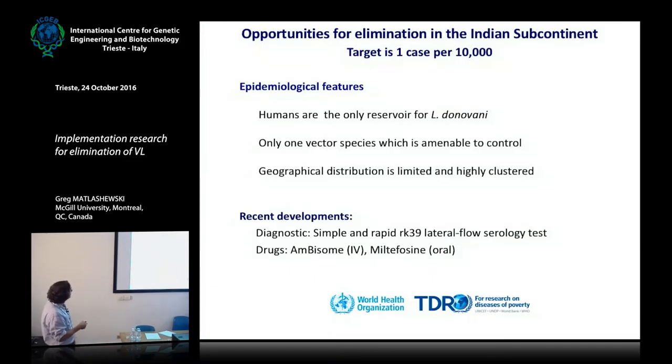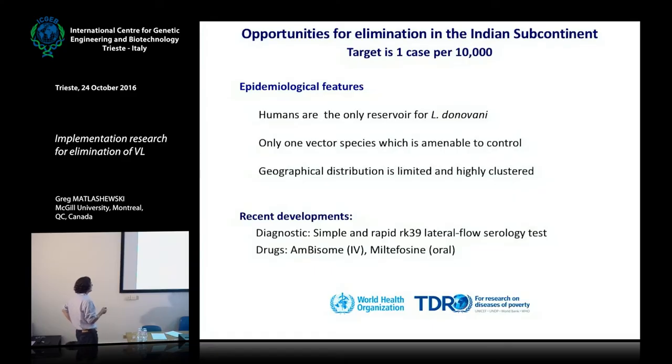These are some of the epidemiologic features that make it possible to go for this target of 1 in 10,000. Humans are the only reservoir. There's only one vector species, and there are effective vector control mechanisms. The distribution is very limited, highly clustered. And some of the recent advances that have really made a big difference is the ability to diagnose the infection. How do you know if someone has the infection? There's a very rapid blood test which detects antibodies against the parasite. I'll show it to you in a minute. It's the RK39 test, the lateral flow test.